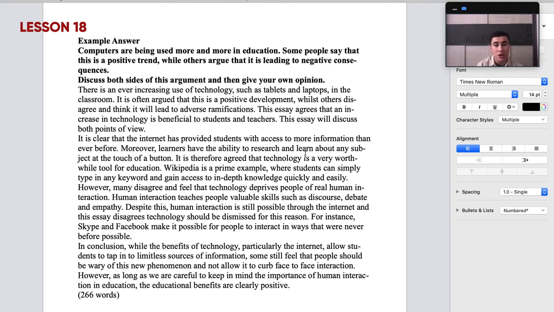Okay? In conclusion, while the benefits of technology, particularly the internet, allow students to tap into limitless sources of information, some still feel that people should be wary of this new phenomenon and not allow it to curb face-to-face interaction. However, as long as we are careful to keep in mind the importance of human interaction in education, the educational benefits are clearly positive. This is the conclusion, guys, and we have a summary and of course your personal viewpoint.